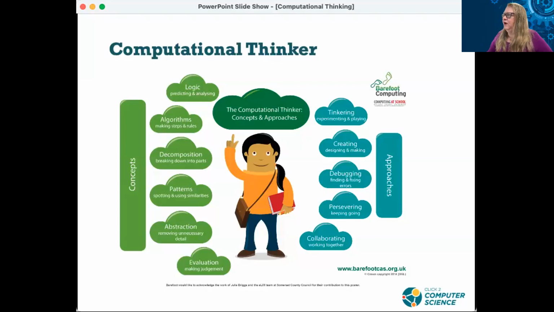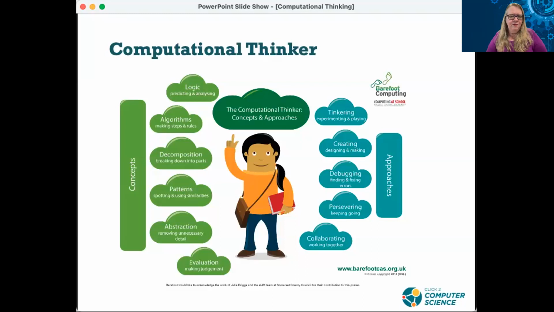So this approach of developing a computational thinker from Barefoot Computing is thinking about what are the concepts about computer science that I want students to understand: the way logic is used in programming, the strategies of computational thinking that we just talked about. Those are concepts that we want students to understand. And then there are also approaches to how you deal with a problem: perseverance, being creative, tinkering with a solution, making small changes till you've got something that works.